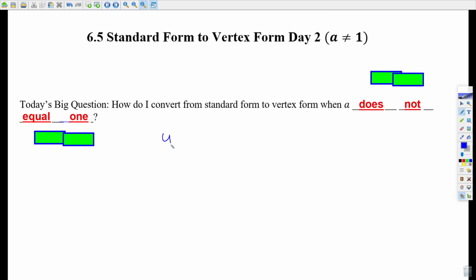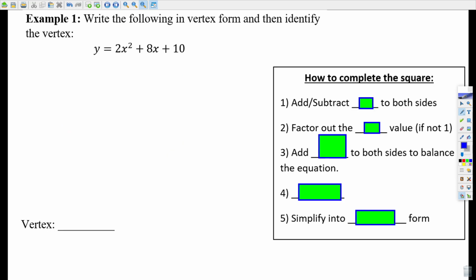So far, if we look at our standard form, ax squared plus bx plus c, we have not had a number out front for the a. It's always just been 1, but now we're going to have a number there. That's going to have us do an additional step, and it makes things a little bit more difficult, but for the most part, from day 1, it's the same thing.